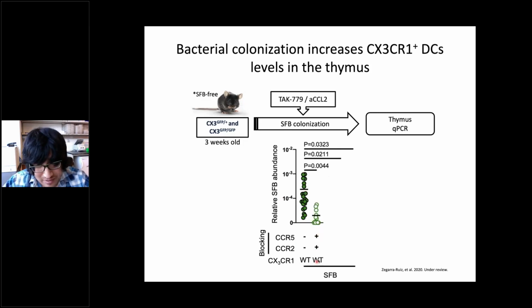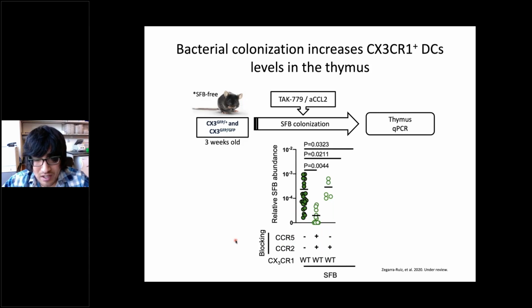However, in these wild type mice, when we block both CCR5 and CCR2 by administering TAC779, we see a significant reduction in the levels of SFB DNA. When we block only CCR2 with anti-CCL2 in wild type mice, we don't see this decrease at all, which suggests that CCR5 signaling is responsible for these effects.